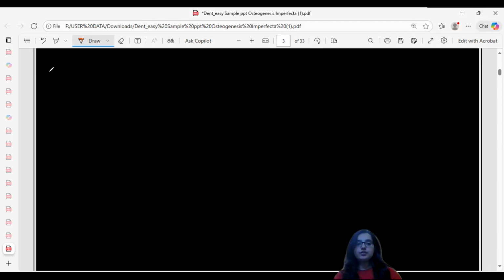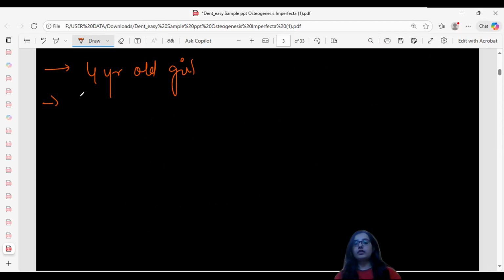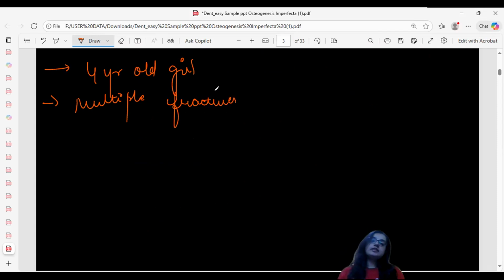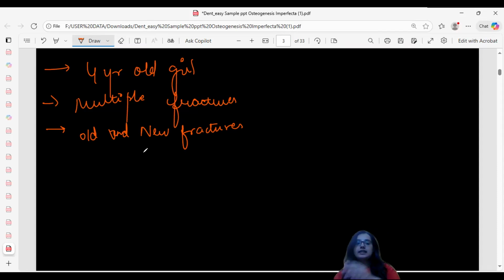So let's consider a few of the key pointers. It is a 4-year-old girl. Second, it is presenting with multiple fractures. There are old as well as new fractures at multiple stages of healing. That gives us a clue that the fracture might be happening again and again and getting healed. Fracture healing, so that is the case over here. They are healing at different stages.